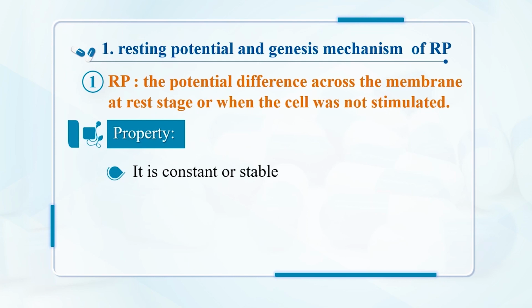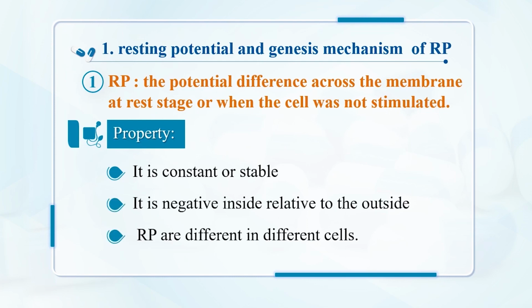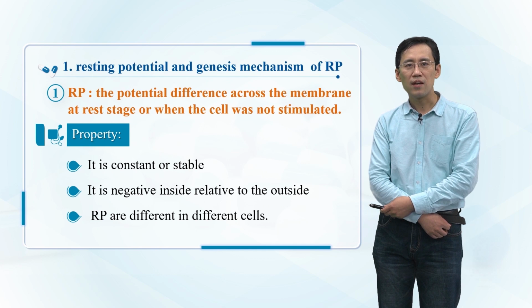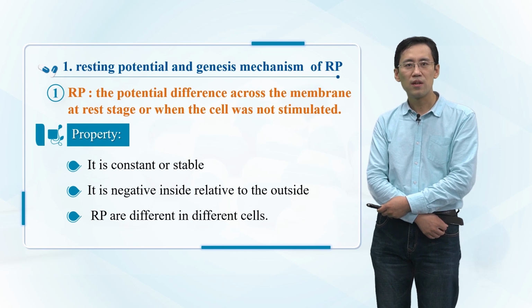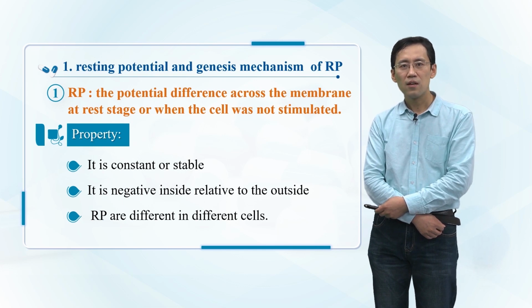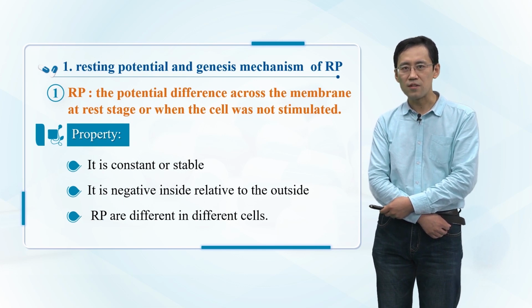First, let's come to the resting potential and the genesis mechanism of resting potential. The resting potential is the potential difference across the membrane at the rest stage, when the cell is not stimulated. Its properties: it is constant, and it is negative inside relative to the outside. Resting potentials are different in different cells.